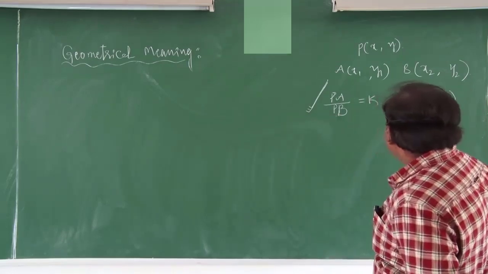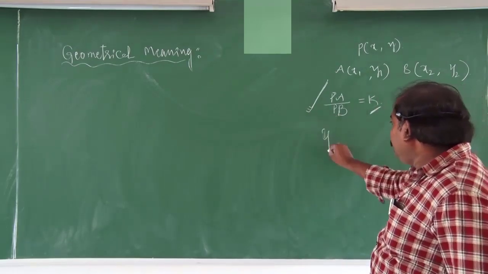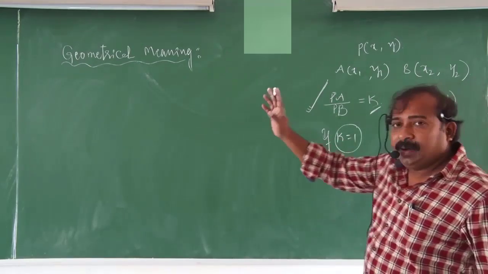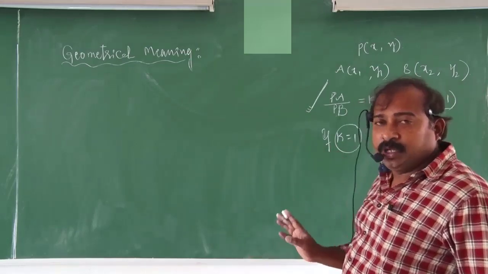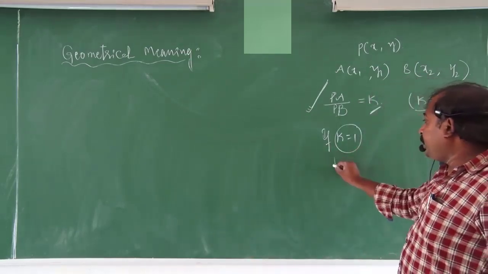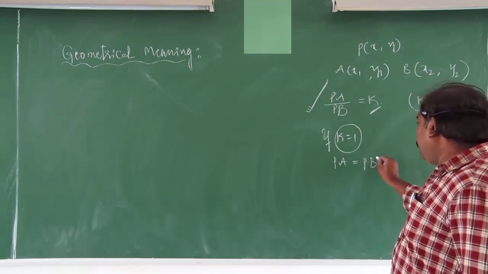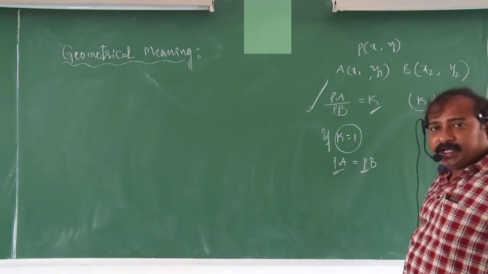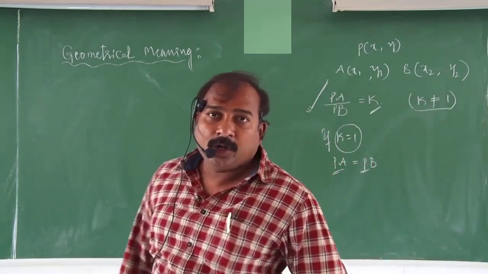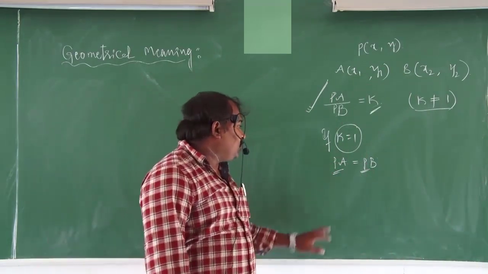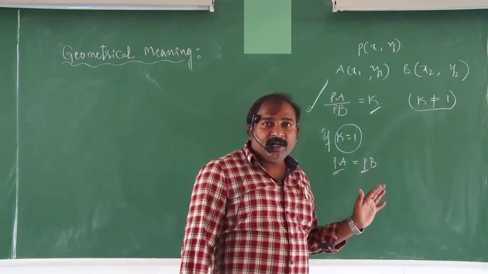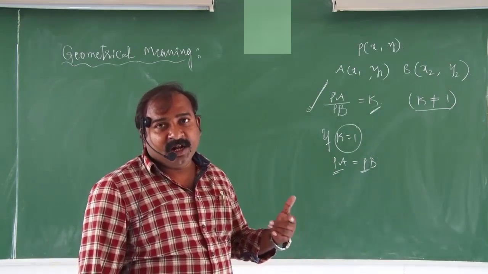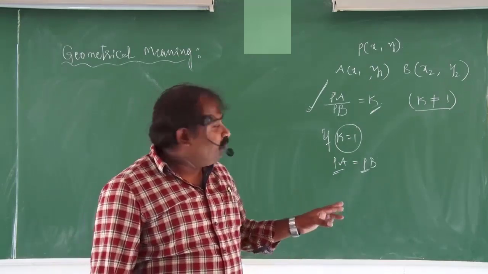For example, if k is equal to 1, geometrically, not in complex numbers, in the general discussion in 2-dimensional geometry, what can I get? PA equal to PB. PA equal to PB means P is a point which is equidistant from A and B. Automatically, what is the locus of P? The locus of P is the perpendicular bisector line for the line segment AB when k is equal to 1.